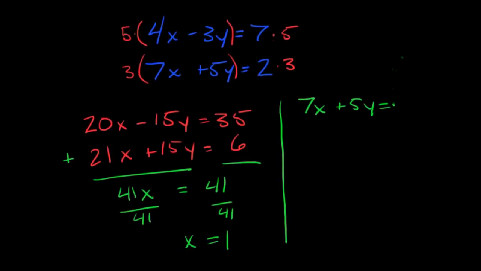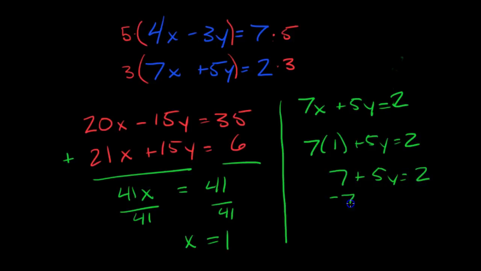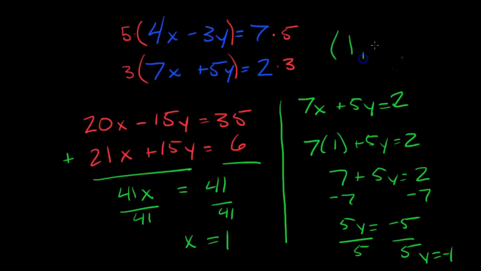Okay, so 7x plus 5y is equal to 2. And I'm going to plug in 1 for x. So I'm going to do 7 times 1 plus 5y is equal to 2. 7 plus 5y is equal to 2. Subtract 7. 5y equals negative 5. And then divide both sides by 5. And we get y equals negative 1. So my ordered pair is 1, negative 1.